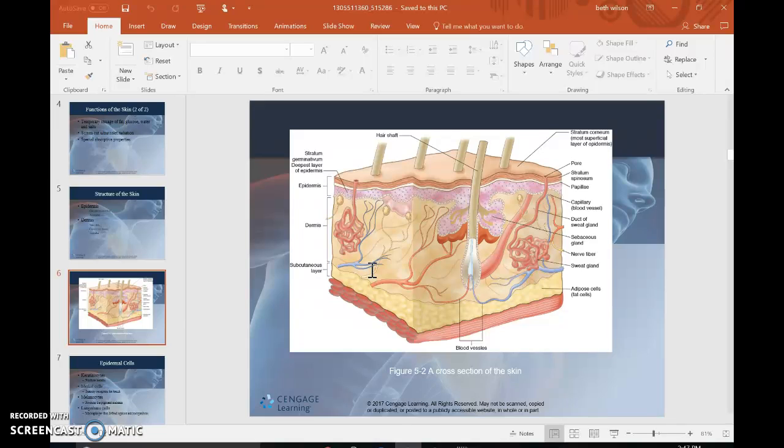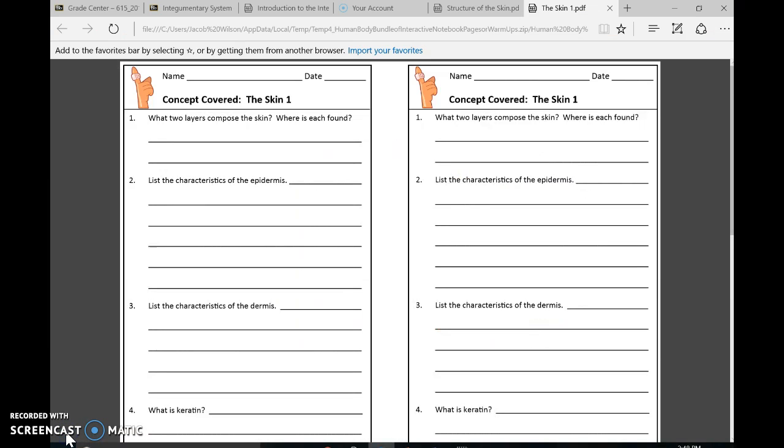Here is a depictive picture of what skin layers would look like. I wanted to pop back over here. You should be on your interactive notebook page, the skin one. We've talked about the two layers of skin, the epidermis and the dermis, and where they're both found. The epidermis is the outer covering. The dermis is the second layer, or true skin, as they would call it.